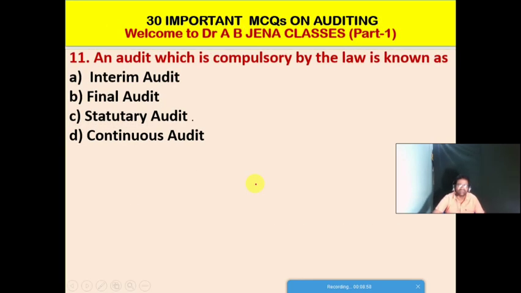So next one MCQ, an audit which is compulsory by law is known as what? A, it's interim audit. B, it's final audit. C, it's statutory audit. D, it's continuous audit. Friends, so C is the right option for this MCQ. An audit which is compulsory by the law is known as the statutory audit. So C is the right option for this MCQ.